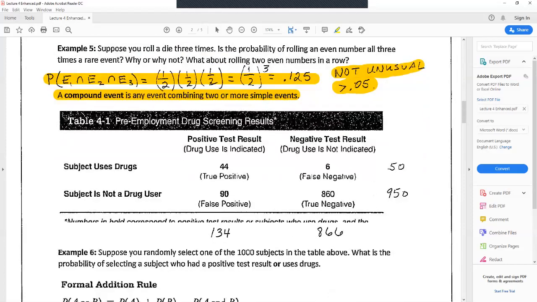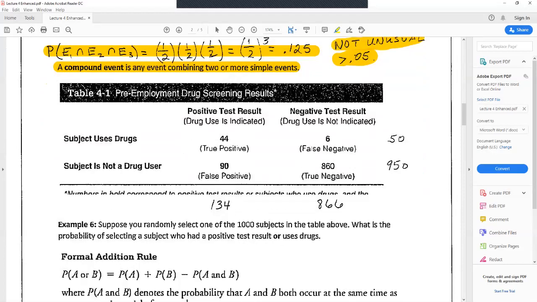And this table here is an example of a compound event because we have people who are using drugs. We have those subjects who do not use drugs. They're in the column on the left. And then if you look at the top row, we have those who test positive on a random drug screening, or I guess in this case, a pre-employment drug screening. And then we have those who test negative. So we have multiple events going on here, right? We have 2 groups. We have drug users, non-drug users, and then we have in the other group, those who tested either positive or negative. So this is an example of a compound event.